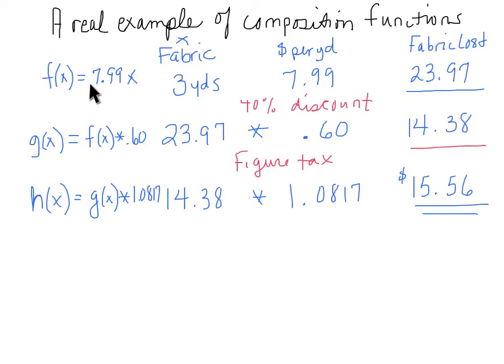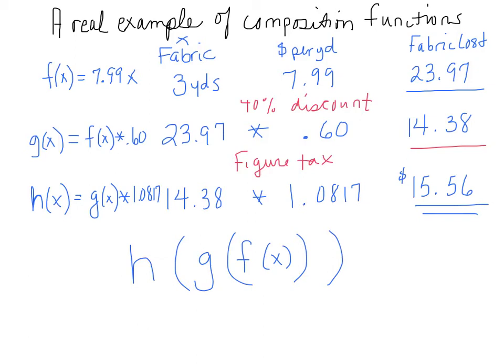What did I do first? I did f of fabric. So I write this down. I did f of fabric. That's what I did first. Okay, then I figured the discount. What did I figure the discount on? I figured it on f of x. So I took the amount that I had for f of x and put it in that, multiplied it times 0.60, and got g of x. My final total was I took all of that running total number, and put it into h of x. This is a composition function.